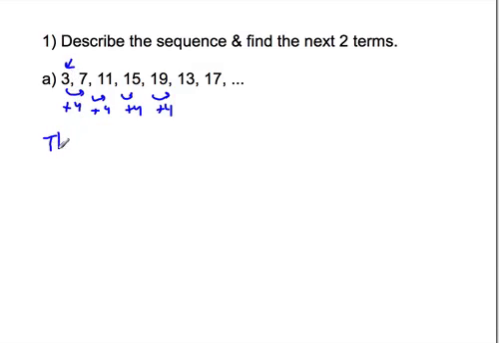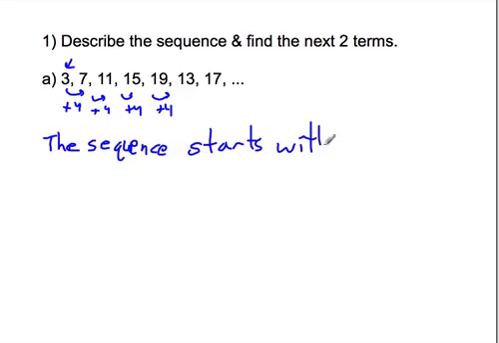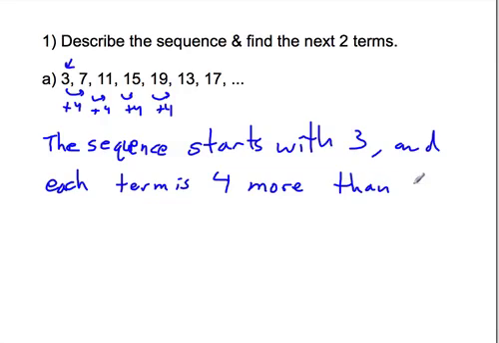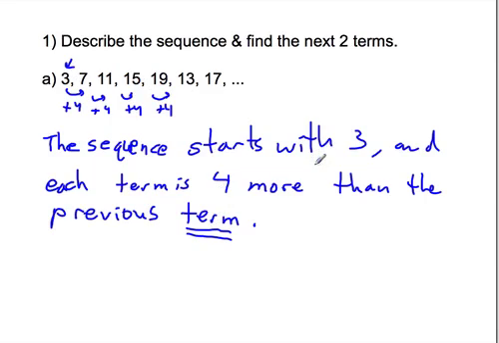So you could say the sequence starts with or begins with 3, and each term is 4 more than the previous term. So that's one way to describe it. Okay, let's use the proper vocabulary term for each number in a sequence. And the next two terms are going to be, we're going to add 4, so you're going to get 21 and then 25. That's your next two terms.